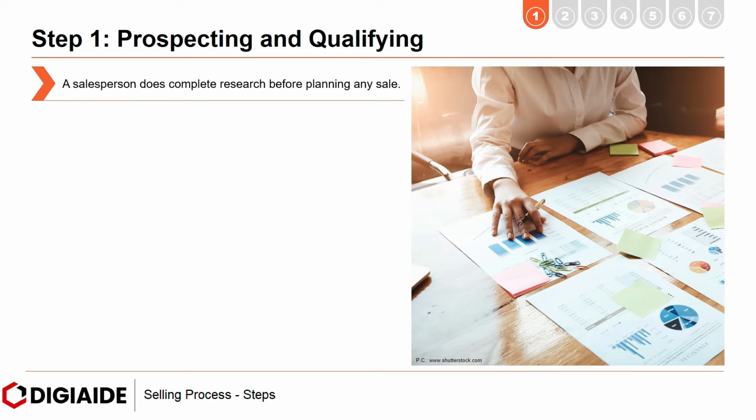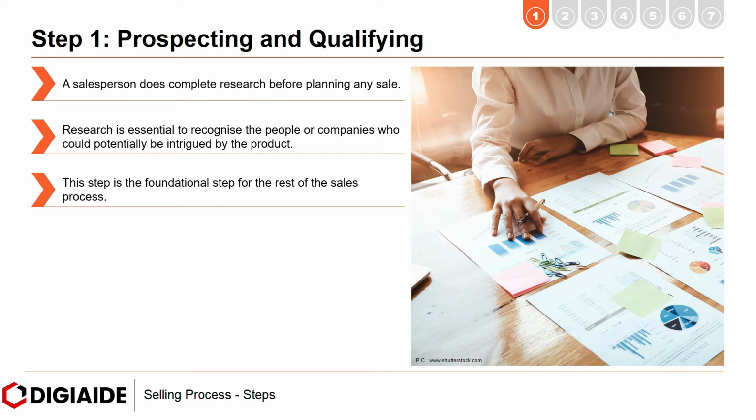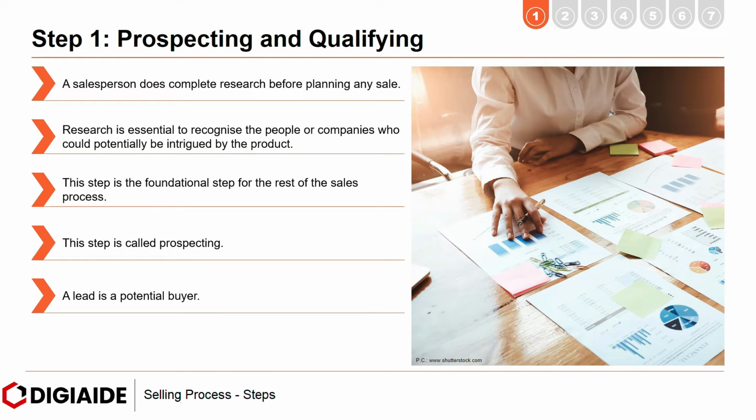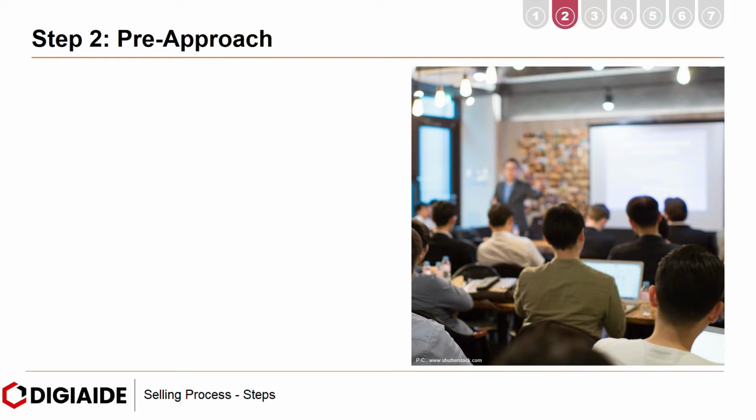A salesperson does complete research before planning any sale. Research is essential to recognize the people or companies who could potentially be intrigued by the product. This step is a foundational step for the rest of the sales process. This step is called prospecting. A lead is a potential buyer, and a qualified lead who is willing, ready, and able to buy the product is a prospect. Moving on to step 2, pre-approach.